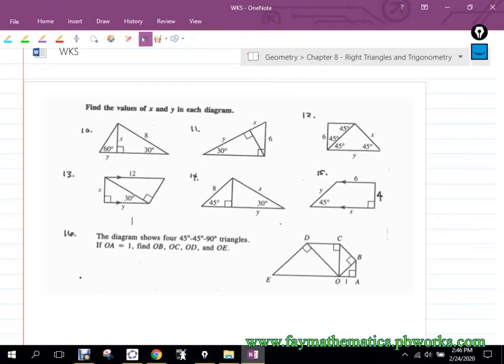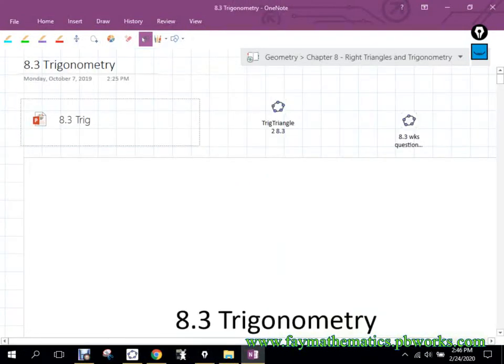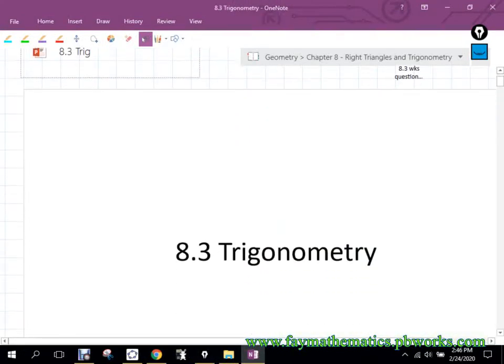I'd like to jump into what our text calls trigonometry, which has really been something that we are already talking about. If we break this word down, tri means 3, gon means angle, metry means measurements. We've been talking about triangle measurements pretty much all year long, right?